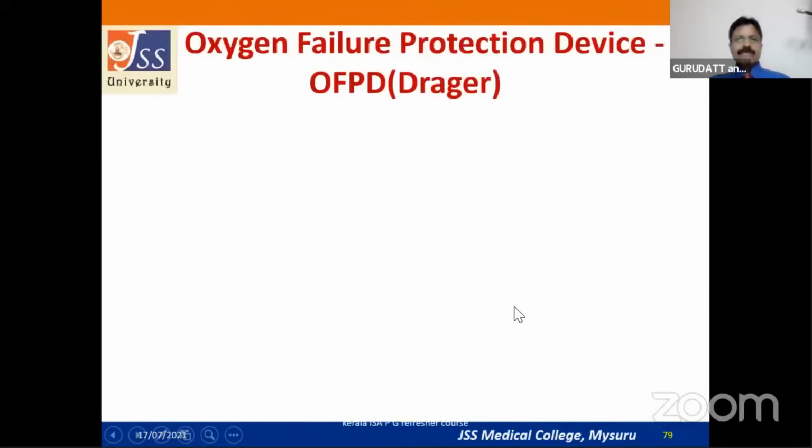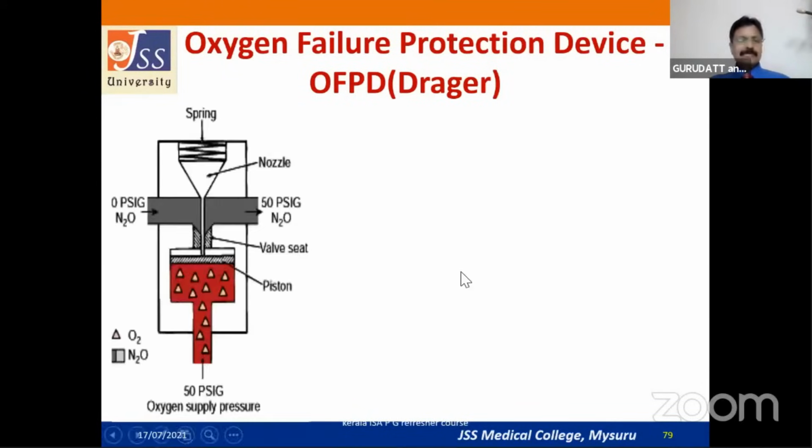Whereas in Draeger, what we have is called the OFPD, or oxygen failure protection device. There is a slight difference between the shut-off valve and this OFPD, and I am going to tell you what the difference is. Here you can see in the lower chamber, oxygen at a pressure of 50 psig is entering. Again, it is lifting this thrust pin, which is connected to a nozzle, and the nozzle is above the tubing or path of nitrous oxide.